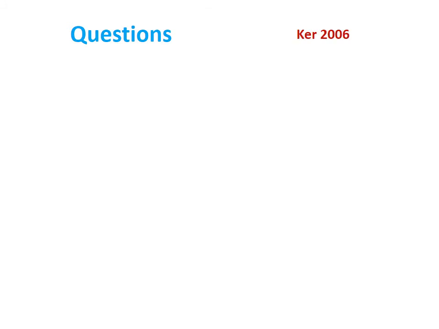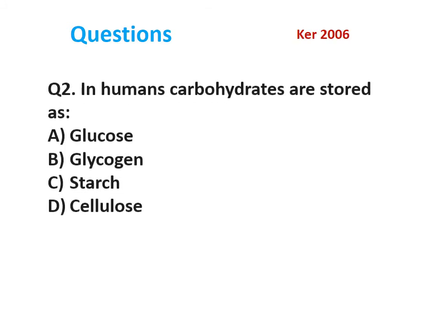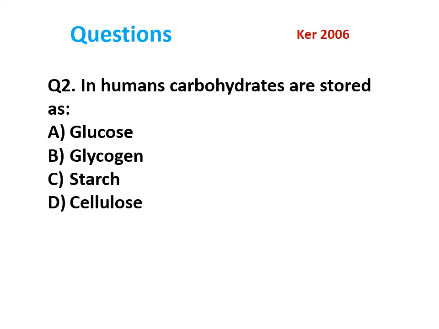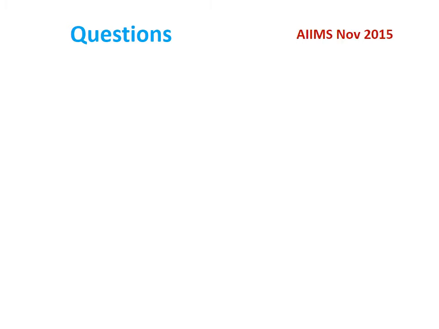Then the second question, from Kerala 2006: in humans, carbohydrates are stored in which form? In the form of glucose, glycogen, starch, or cellulose. And the answer you all know, in humans it is stored in the form of glycogen. In plants it is stored in the form of starch.